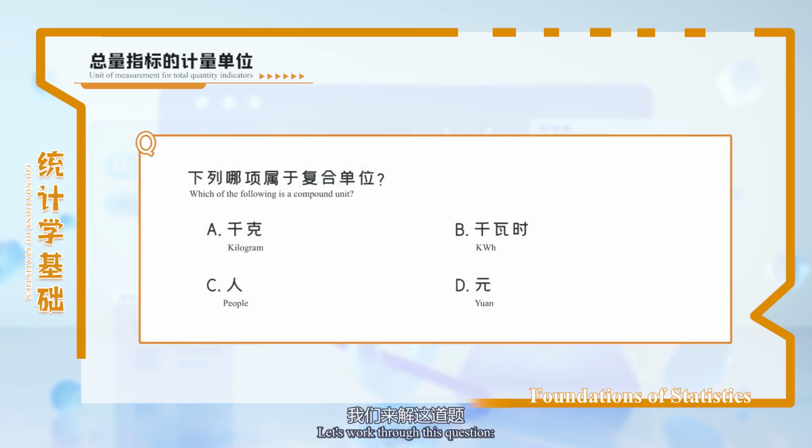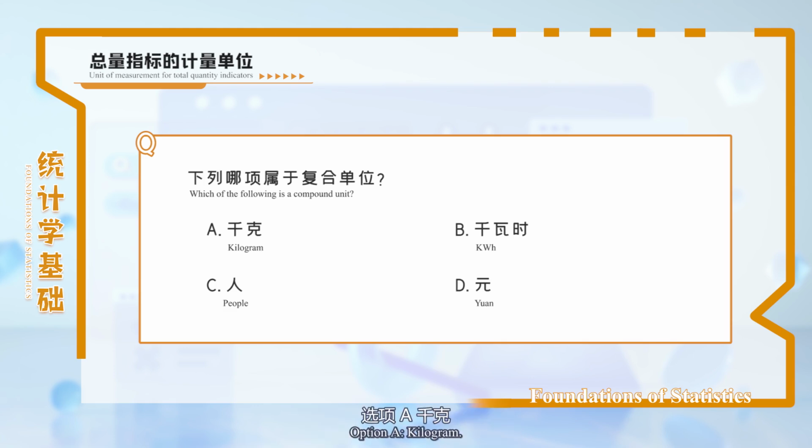Let's work through this question. Which of the following is a compound unit? First, let's recall what a compound unit is. A compound unit is a unit formed by combining 2 or more basic units of measurement. Now let's analyze each option one by one.